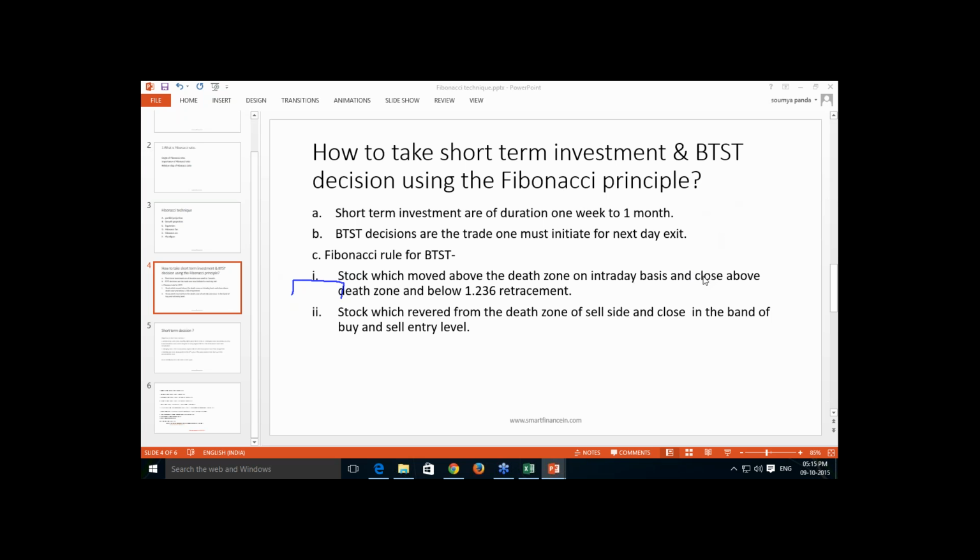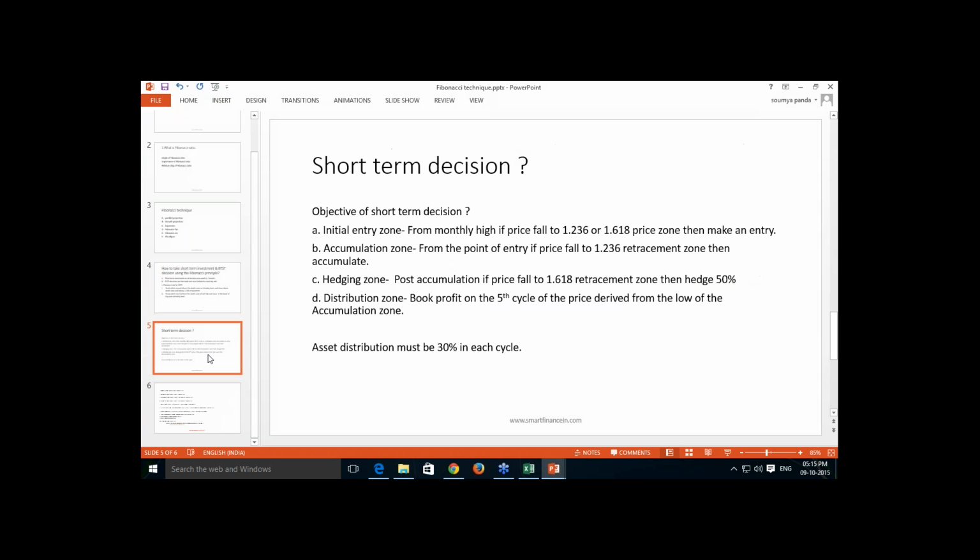Now moving to the next part, short-term investments. Whenever we are doing a short-term investment, what is the objective of this short-term investment? Many people used to say that I am a short-term investor, I am not a long-term investor. But the very definition of a short-term investor is that the investor will be parking his money, or his unused money, for a small duration of time.